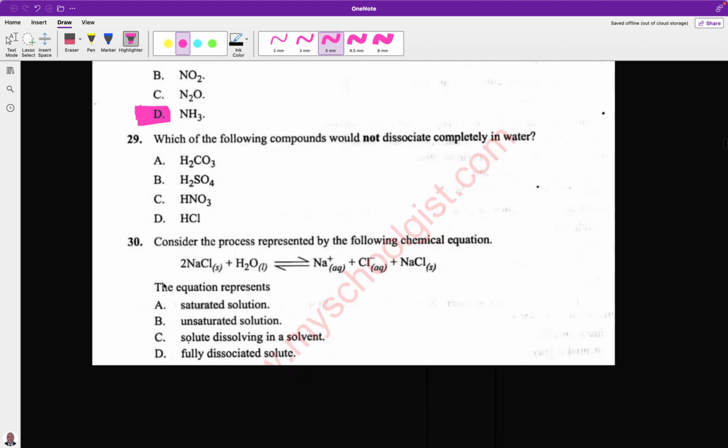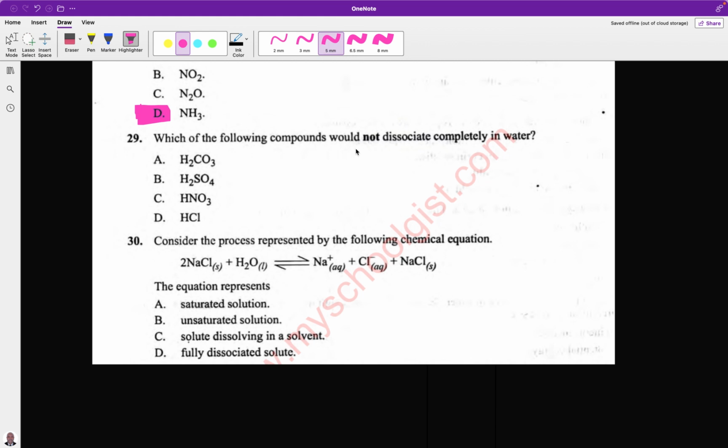Number 29. Which of the following compounds will not dissociate completely in water? Is it hydrogen carbonate, hydrochloric acid, nitric acid, or sulfuric acid? Of course, you should know that hydrochloric acid is a strong acid, it will dissociate completely. Nitric acid is a strong acid, it dissociates completely. Sulfuric acid is a strong acid, it dissociates completely. The only weak acid is this one.